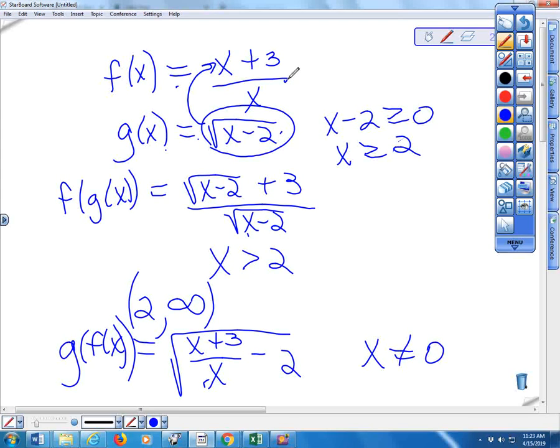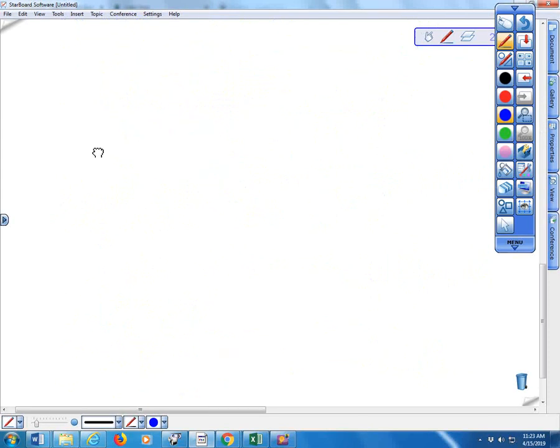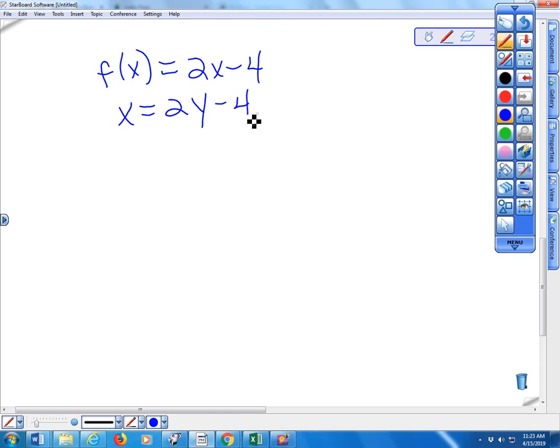All right, let's go on to inverses. Find the inverse of 2x minus 4. What do I do to find the inverse? Yep, switch x and y and solve for y.